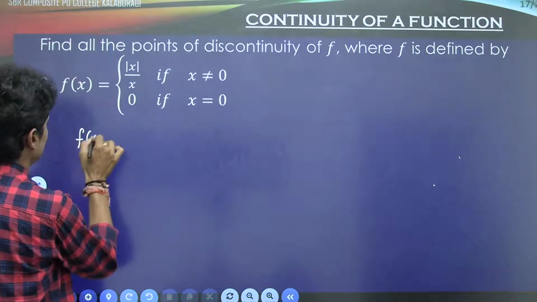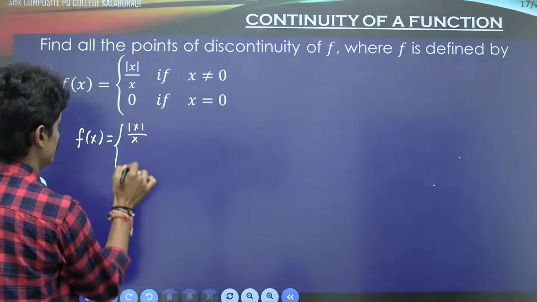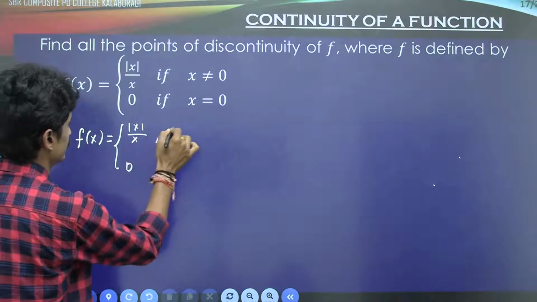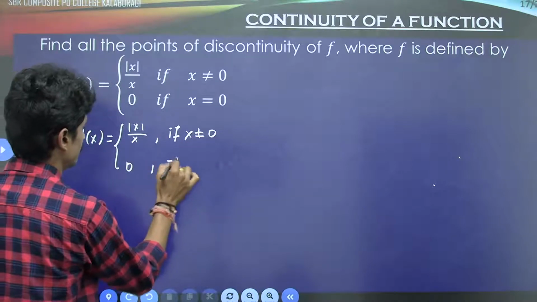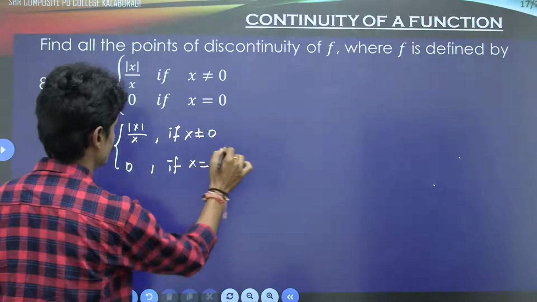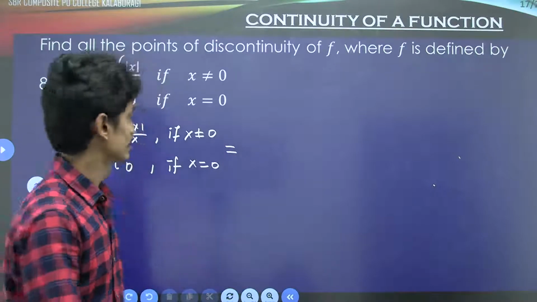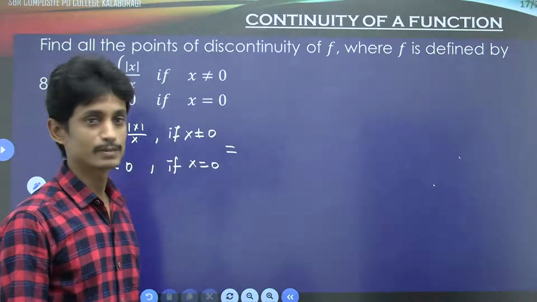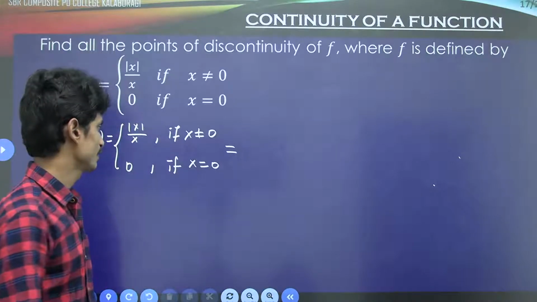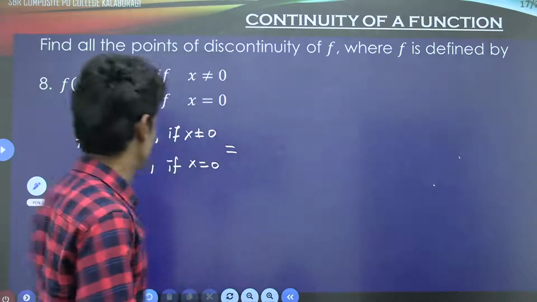f of x is equal to modulus x divided by x if x is not equal to 0, and 0 if x is equal to 0. It means that when your input is other than 0, you choose the relation modulus x divided by x. When your input is exactly 0, you can choose 0 at x is equal to 0.